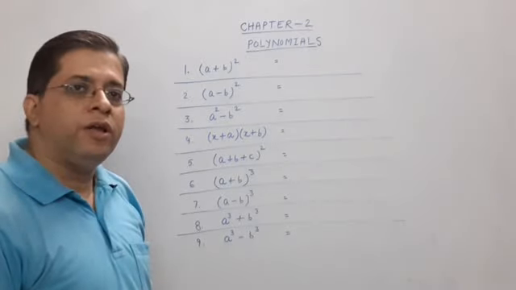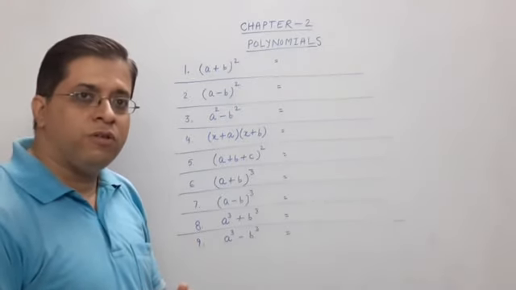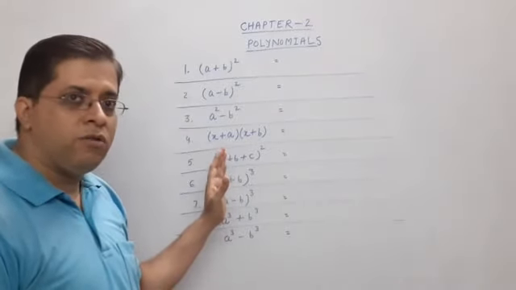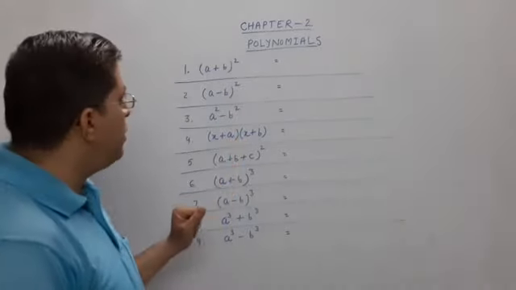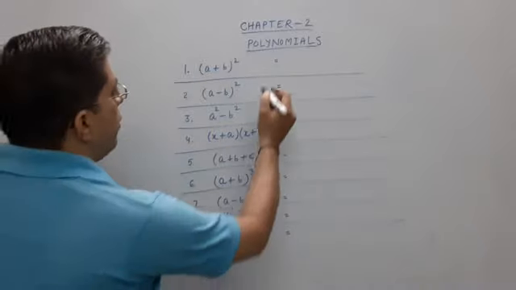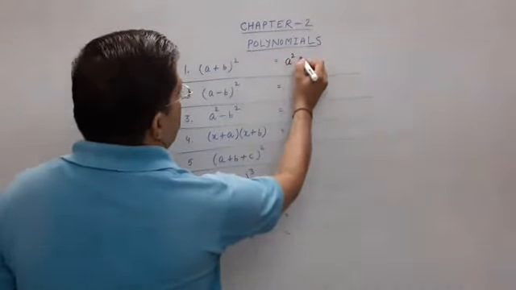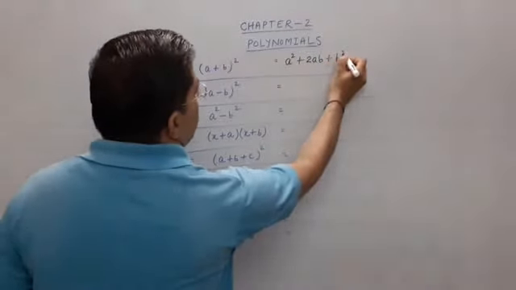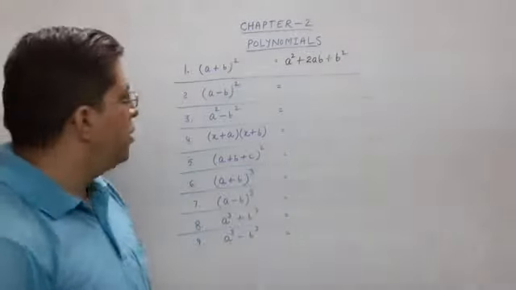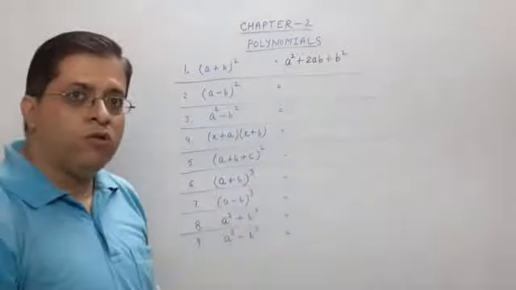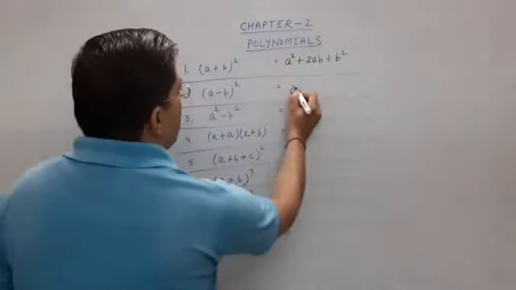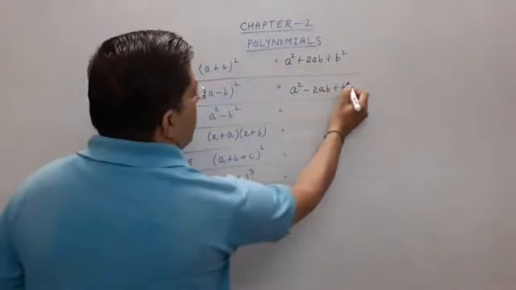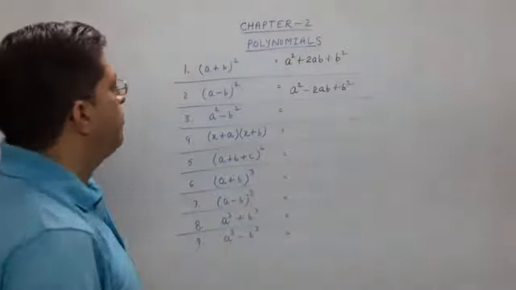Today we are going to do some very short questions. We are starting with identities. These are very simple. I think you all know, but we are revising here. (a + b) whole square is a square plus 2ab plus b square. Okay. What is (a - b) whole square? That is a square minus 2ab plus b square.